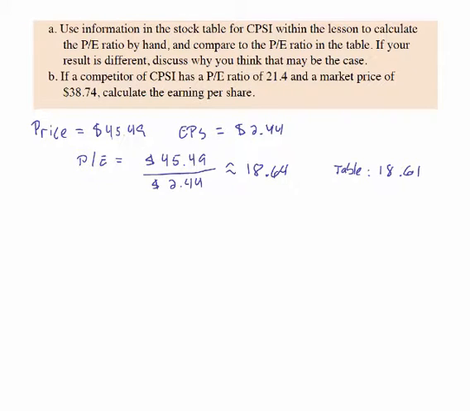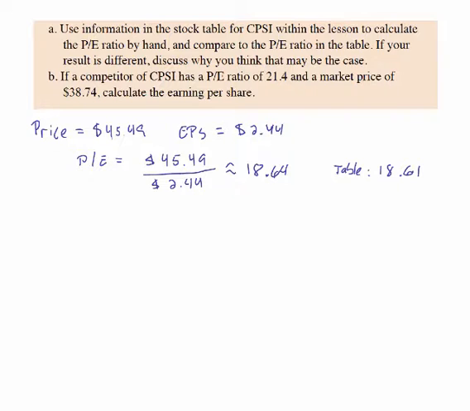The answer is, I don't know. There's no exact answer for this. All we can do is speculate. Two of the more likely reasons would be maybe the price had been very recently updated and the PE ratio didn't reflect that slight change in price yet. It could be some sort of rounding error also in the way the earnings per share or the price are listed.